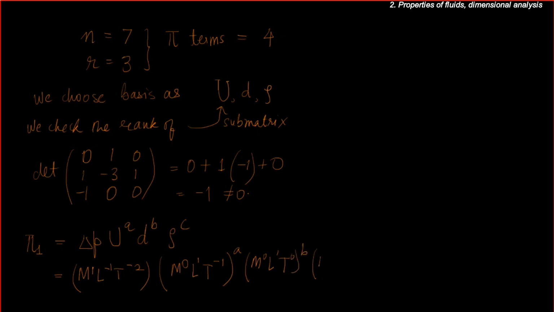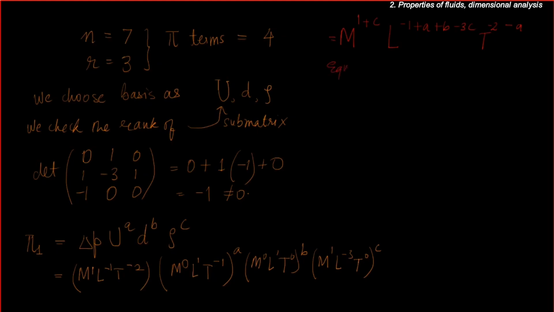So the first pi term, let us find out the non-dimensional form of the pressure in terms of the basis vectors u, d, and rho. So we have pi 1 is equal to delta p times u raised to a times the diameter raised to b times the density raised to c. Let us write down the dimensions of each term.